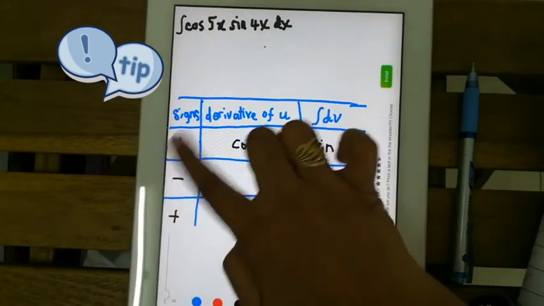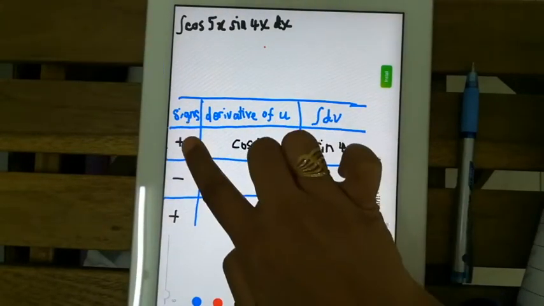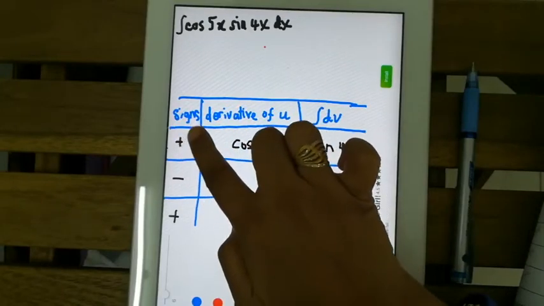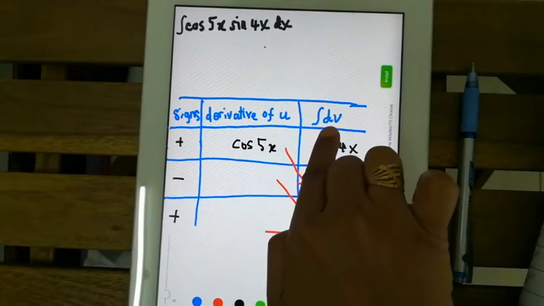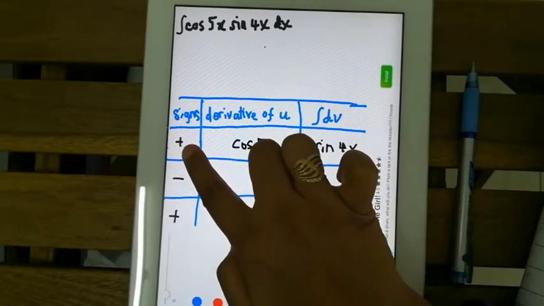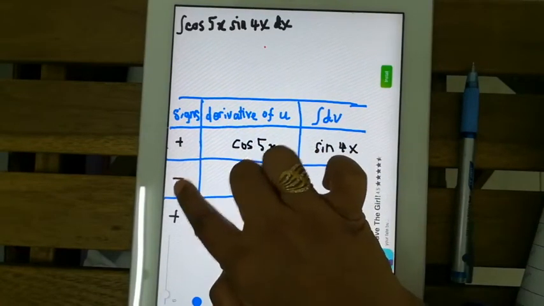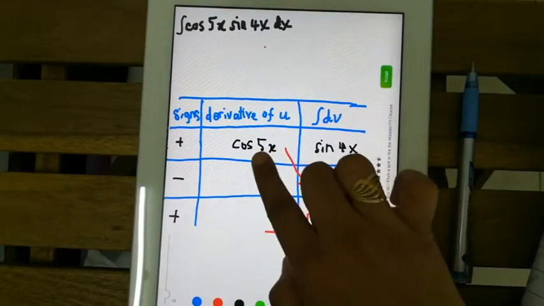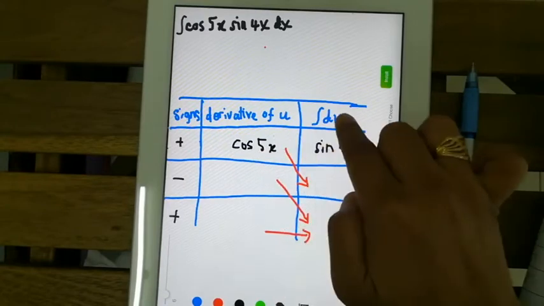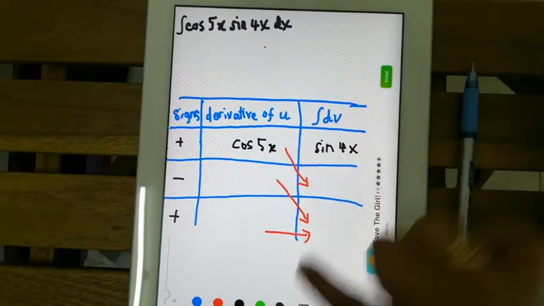So again, these are the steps here. You need to write down the table with signs, derivative of u, and integrating of dv, and start with the plus sign, followed by minus, and then the plus sign again. So I follow the module. So u is cos 5x, the dv will be sine 4x.